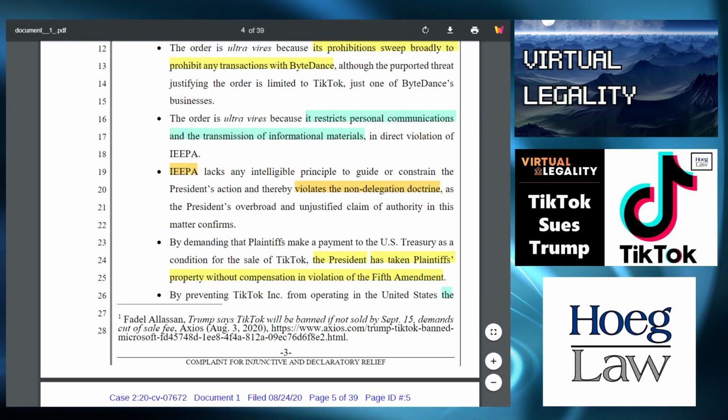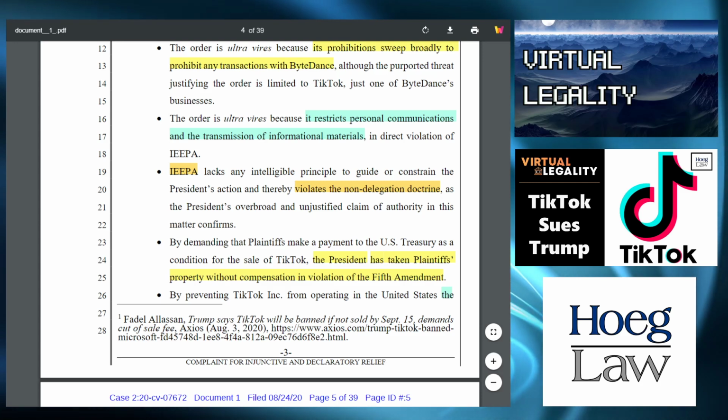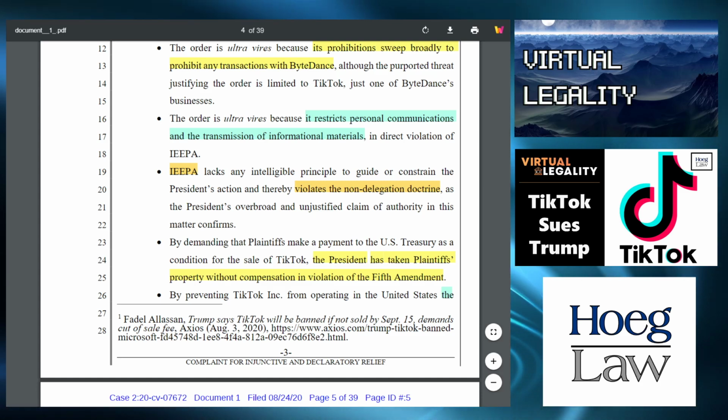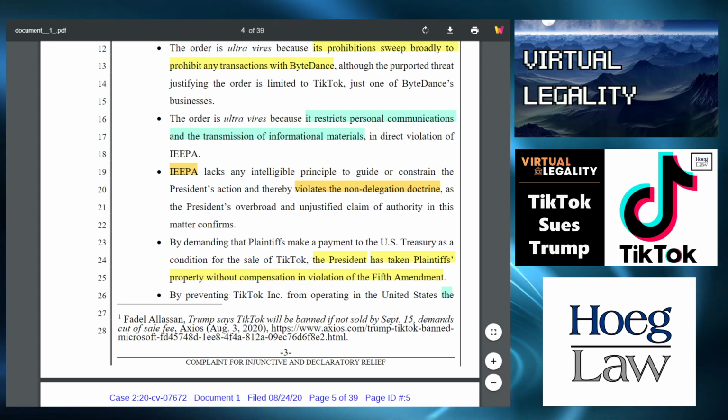Then you have the statute itself is out of order. So the statute is out of order and violates the non-delegation doctrine, as the president's overbroad and unjustified claim of authority in this matter confirms. So assuming that all of this were right, court, and you just can't interpose your own judgment on the president, he should never have been given this authority by Congress, and so this statute that has been in effect for a long, long time should be overturned in its entirety.